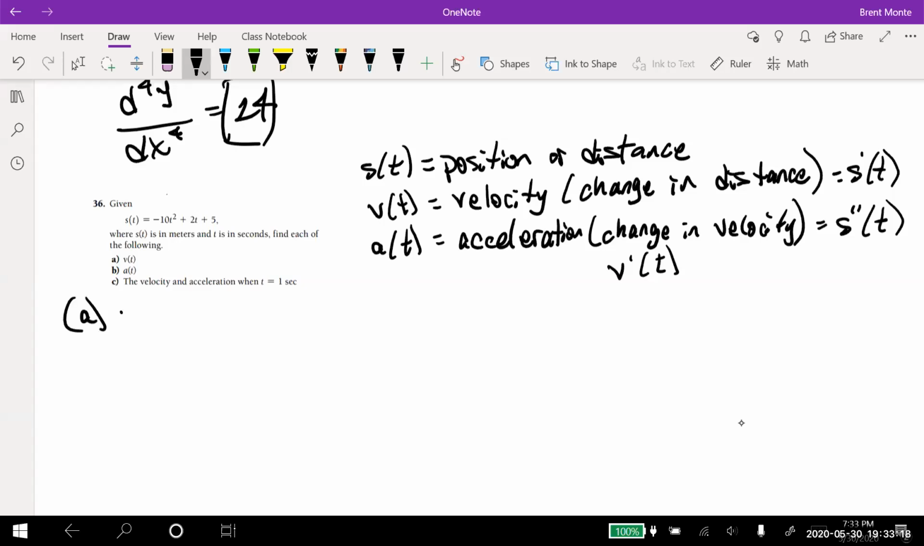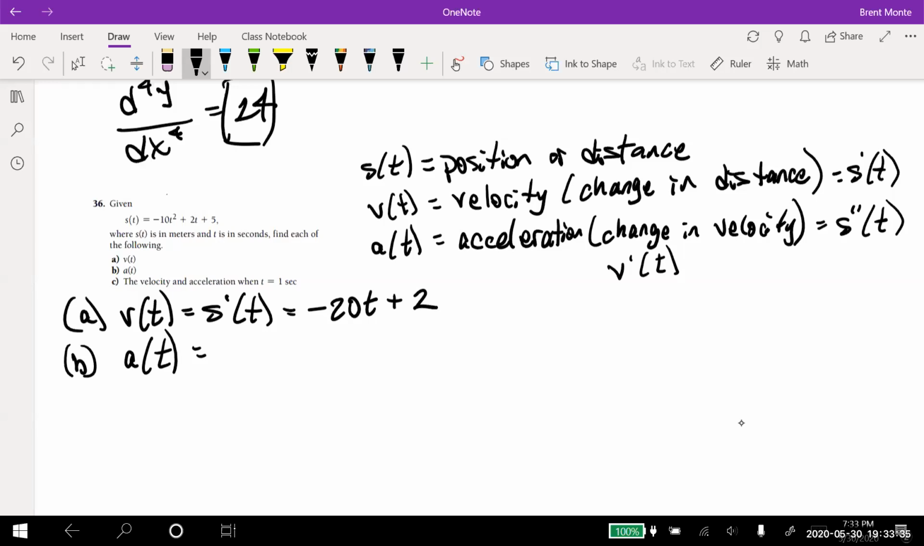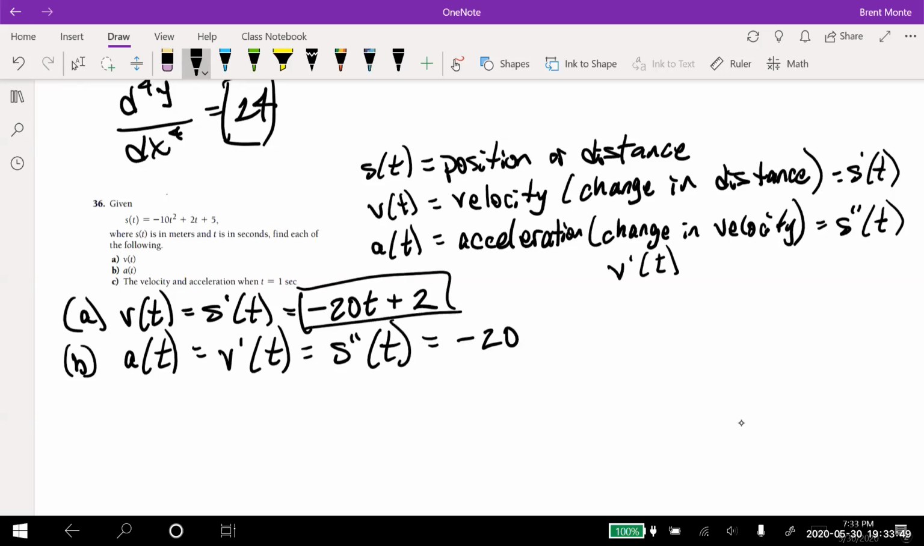So for part A, V of t is just S prime of t. So it's just the derivative of S of t, which is negative 20t plus 2. B says, what's acceleration? Oh, that's the derivative of velocity, which is the second derivative of position, which is just negative 20. So there's my answers to A and B. Those were awful darn quick.